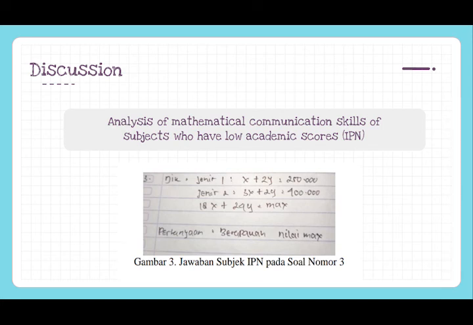Next, analysis of mathematical communication skills of subjects who have low academic scores (IVN). Here are the answers of the IVN subject on number 3 presented in this study. In question number 3, which has been done by the subject, will represent the indicators of mathematical communication skills, namely explaining and asking questions about the mathematics studied, as well as listening, discussing, and writing.